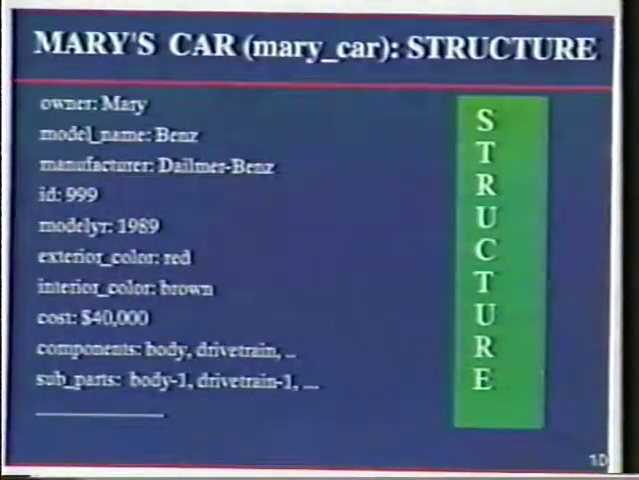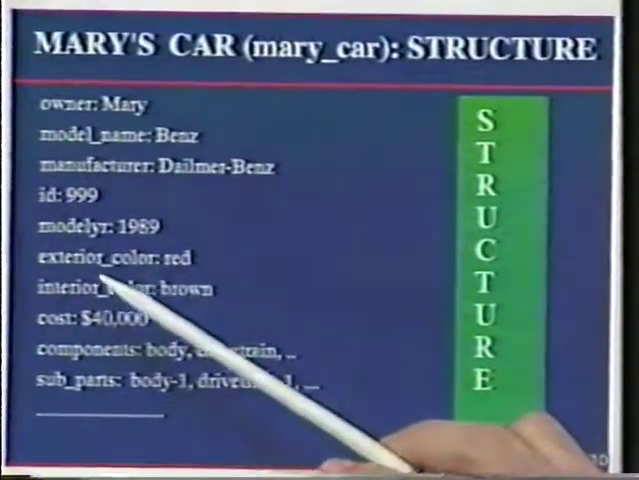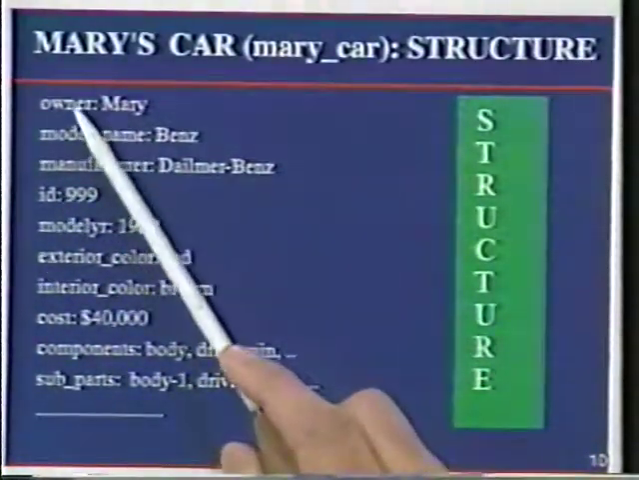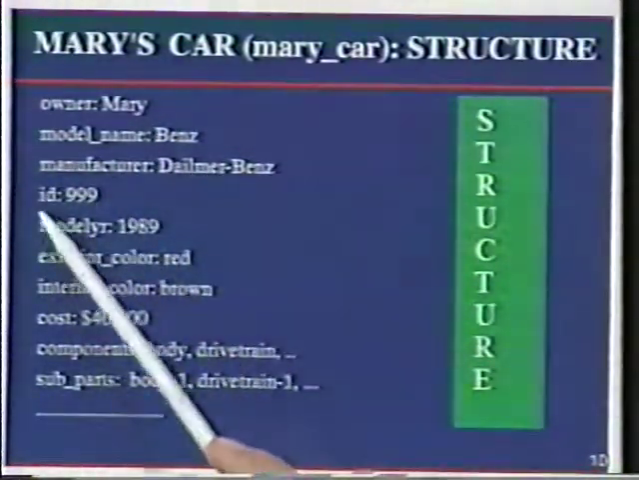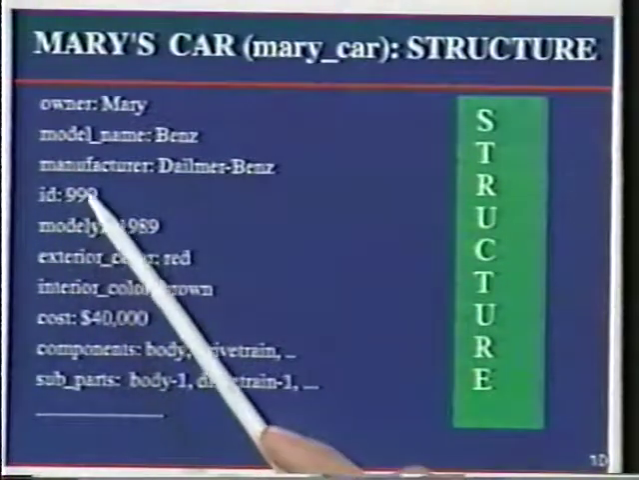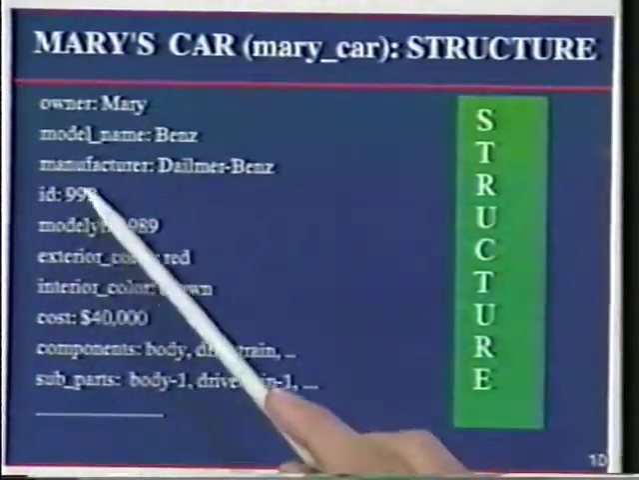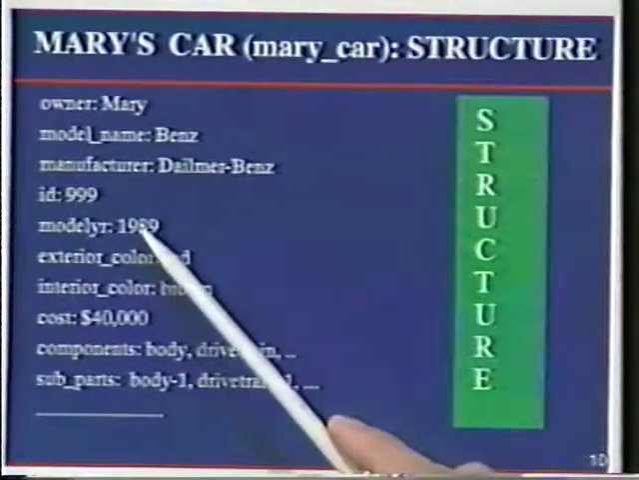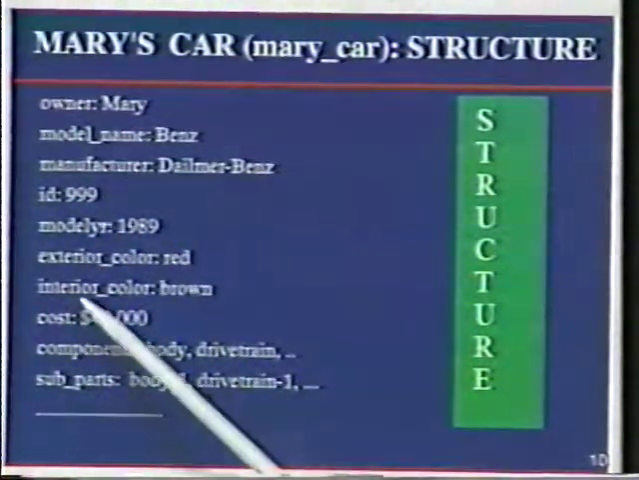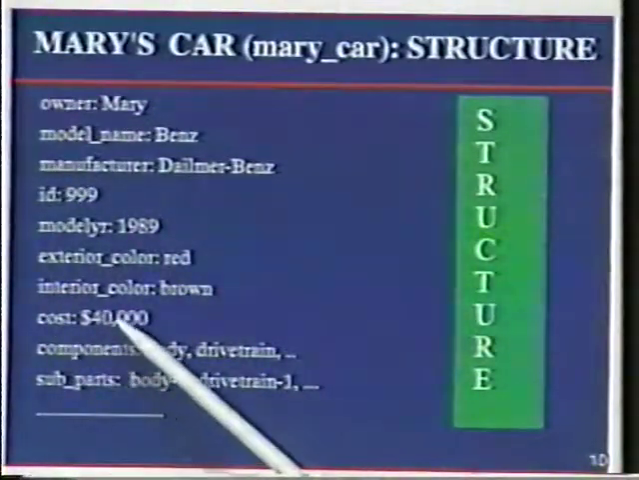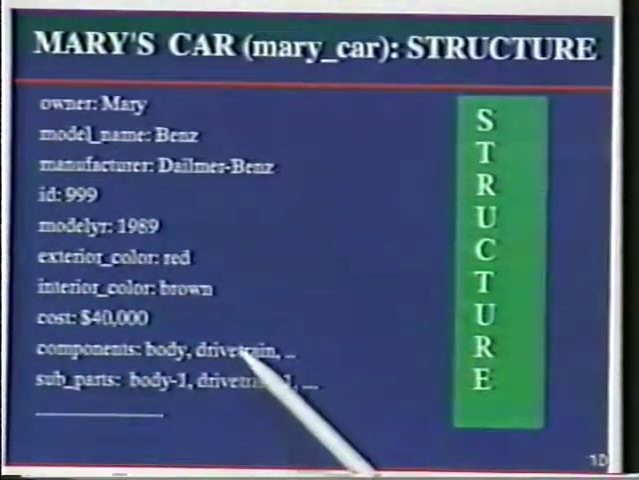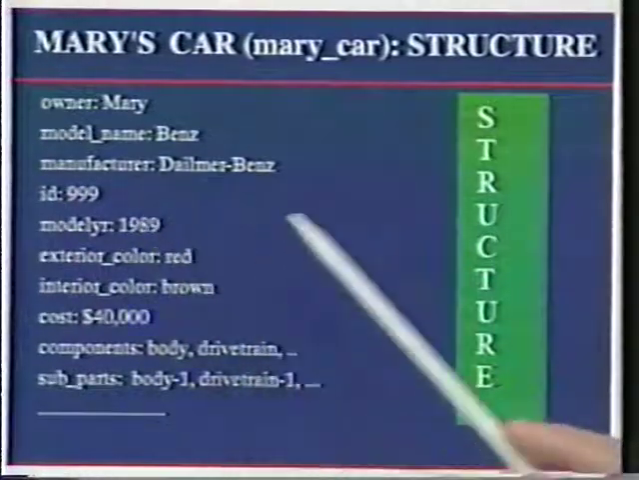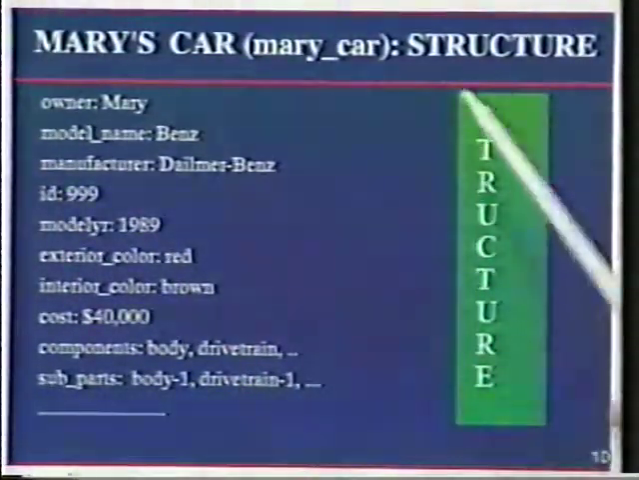In terms of the structure, we can define Mary's car as shown in this particular slide. There is an owner, and the owner is Mary. The model name is Benz. The manufacturer is Daimler-Benz. It has an ID, and the ID is the vehicle ID. For the purposes of this talk, I am using 999. There is a model year which is 1989. The exterior color is red. The interior color is brown. The cost of this car is $40,000. There are a number of components that constitute this car, body, drivetrain. We will come back to these subparts later on. And this constitutes the structure of Mary's car.